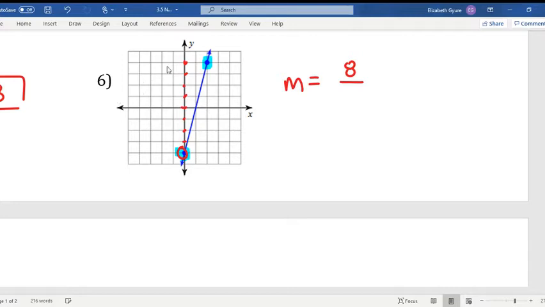Then should I count to the left or to the right? To the right. 1 and then 2 because I hit my other point. So that'd be a positive 2. Is 8 divisible by 2? Yeah, what's 8 divided by 2? 4. So you could either write this as 4 over 1 if you want, or just 4. What that means is every 4 units up you go over 1. So you'd go up 4, over 1.